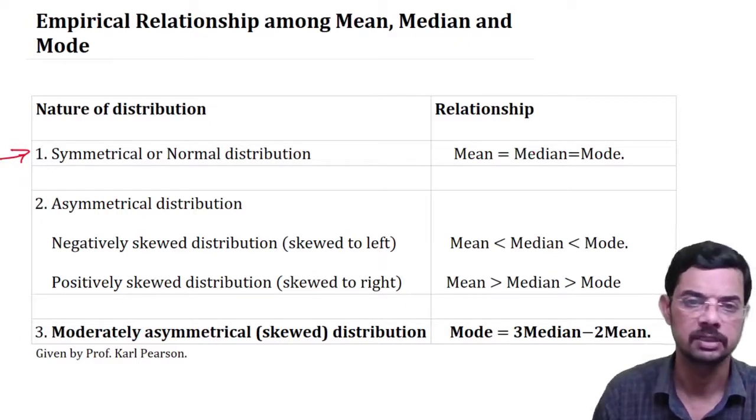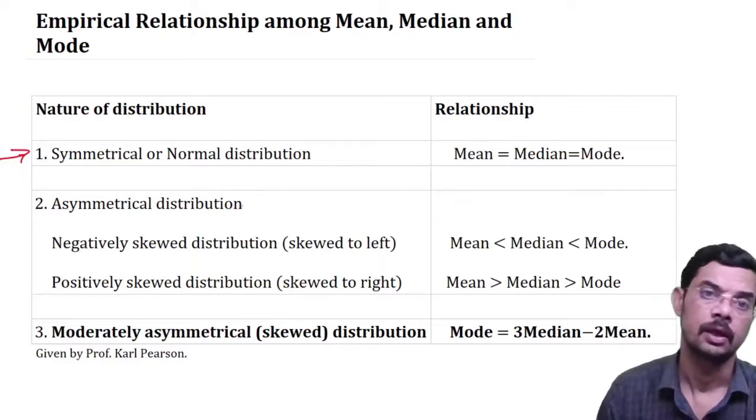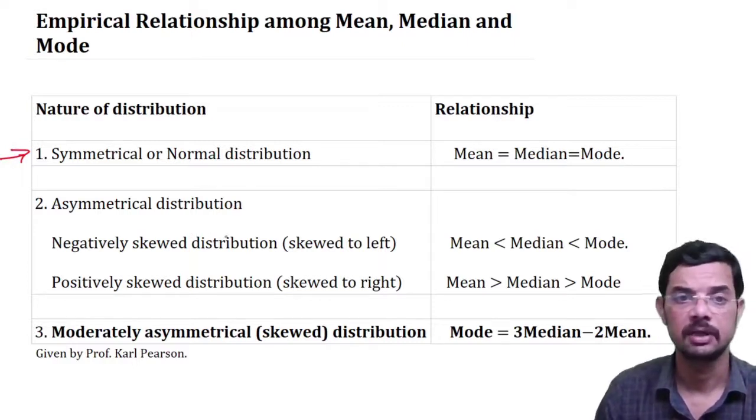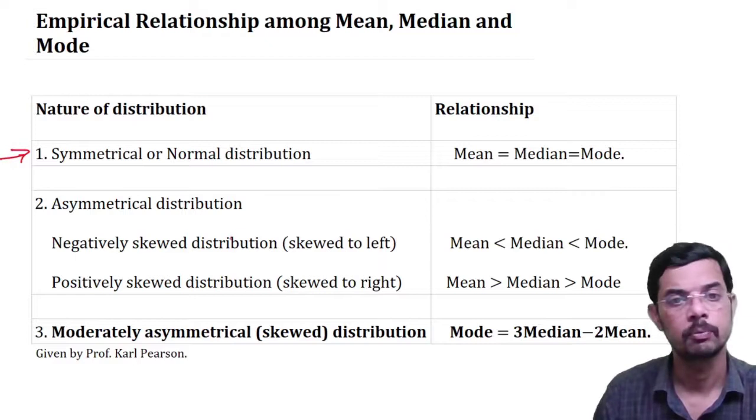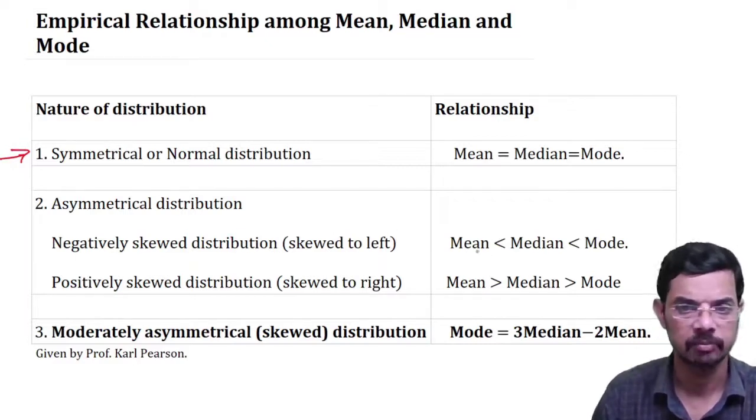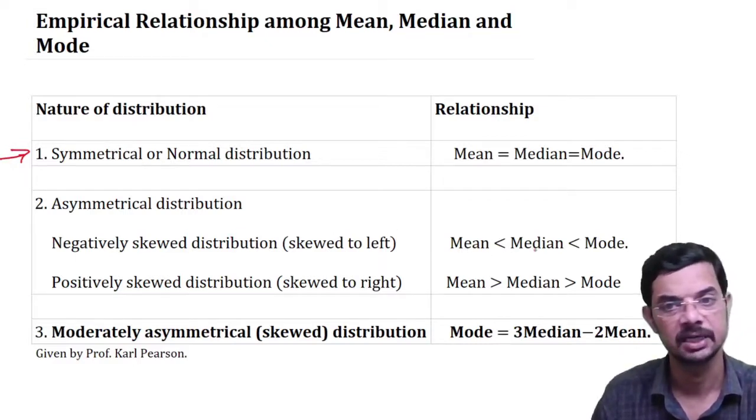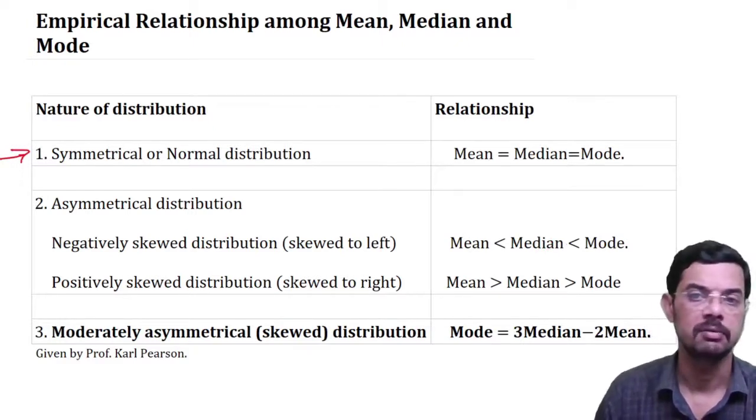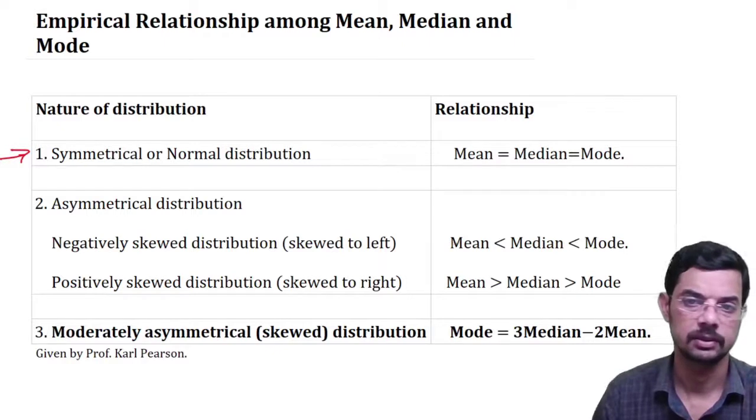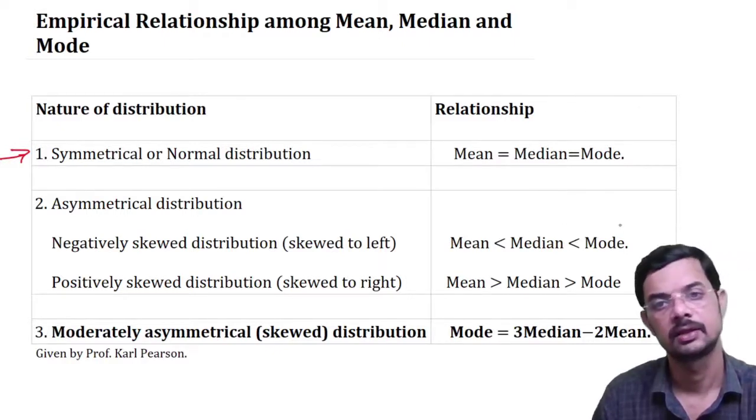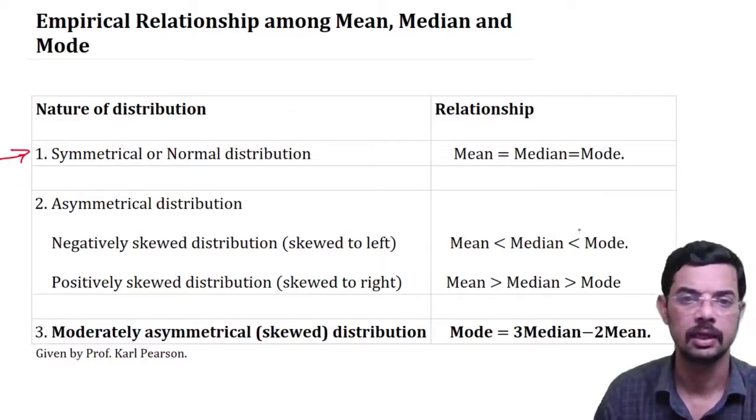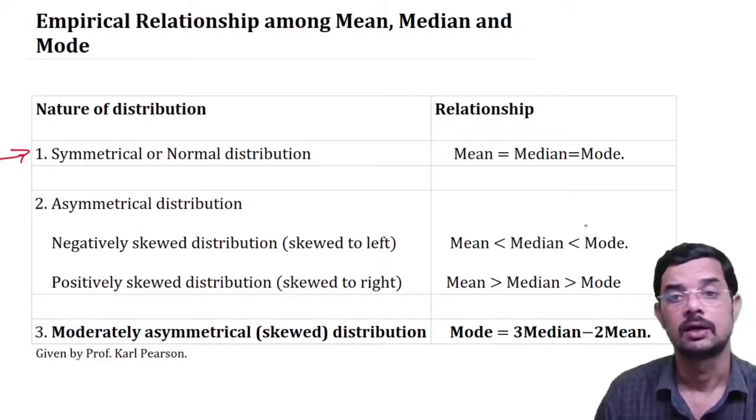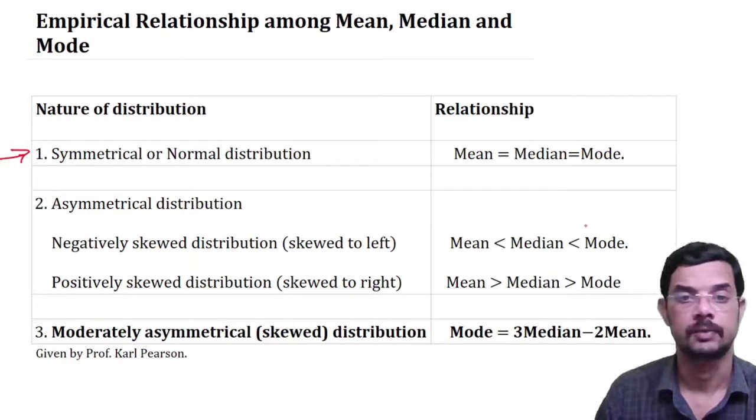In case of an asymmetrical distribution, that is, the graph may be negatively skewed or positively skewed, in that case the mean will be less than the median and the median will be less than the mode. So the first one will be less than the second one and then the mode will be the largest value. More data are concentrated towards the right.